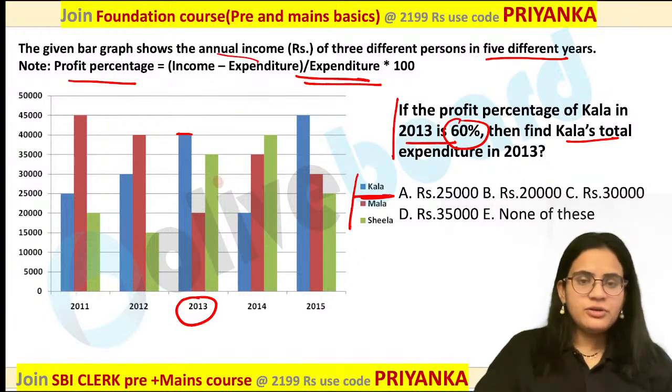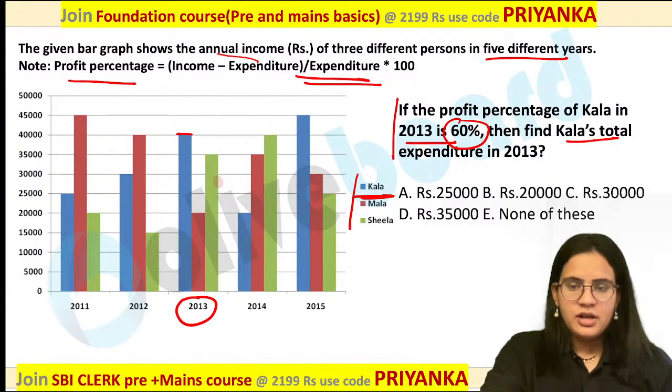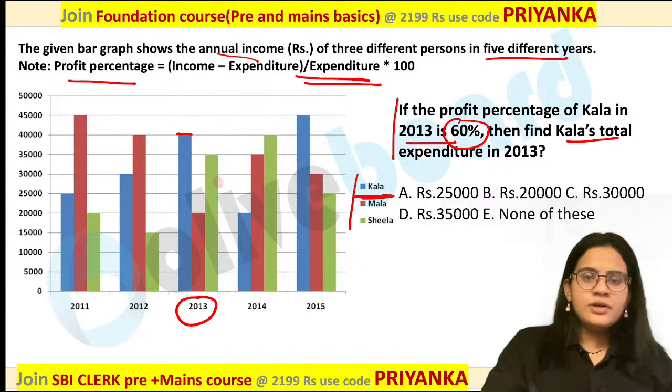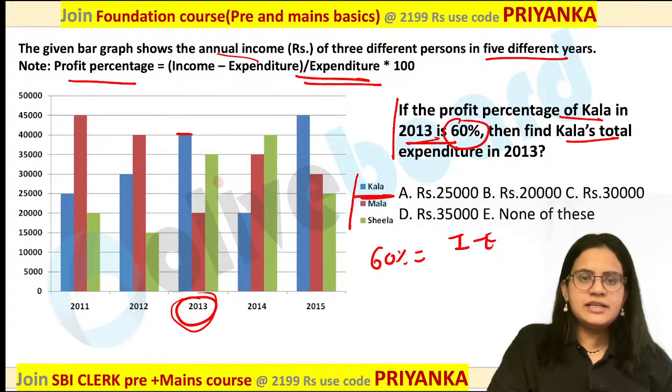So for this particular question, all of you now please pay attention over here. First of all, let me explain you how to go about this question. Here they have provided you the profit percentage of Kala in 2013. So they are talking about the profit percentage, that is nothing but 60% is the value. Now as you know, the formula is nothing but (income minus expenditure) upon expenditure into 100.